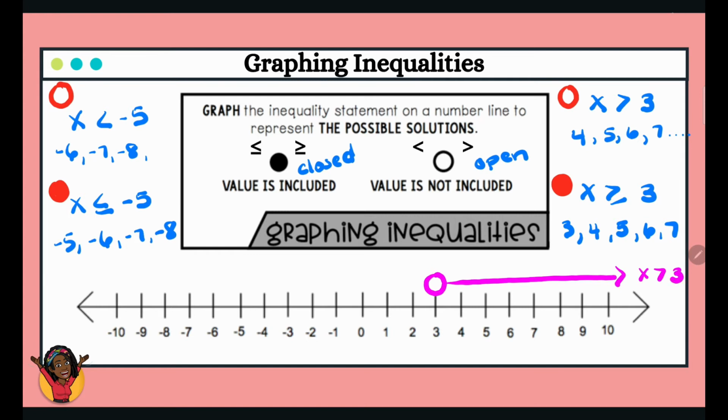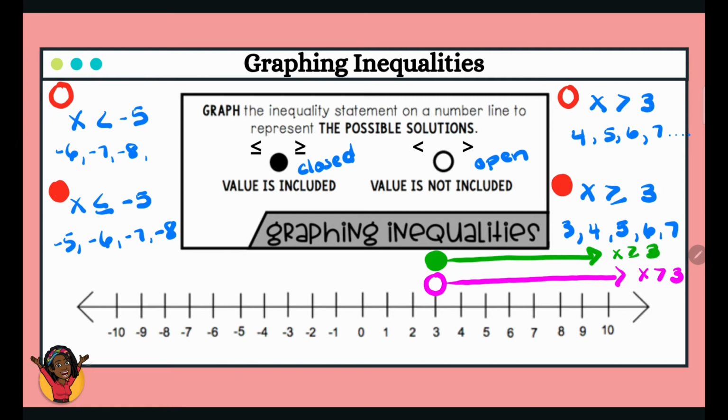Now let's take a look at x is greater than or equal to 3. Here we're going to have a closed circle on 3. We're going to put it right above this one, and we have to shade it in. Where are the values that are equal or greater than 3? Also to the right. So our line will go to the right on our number line.